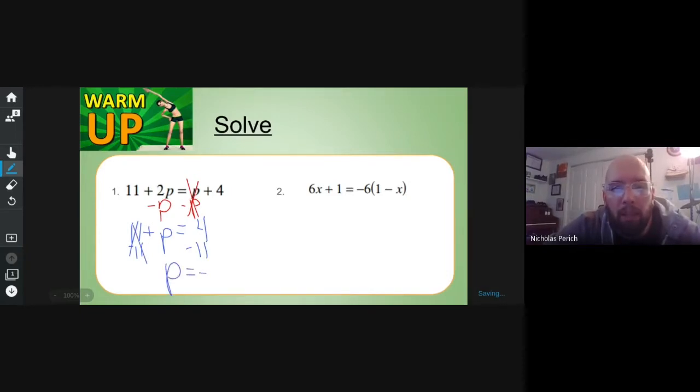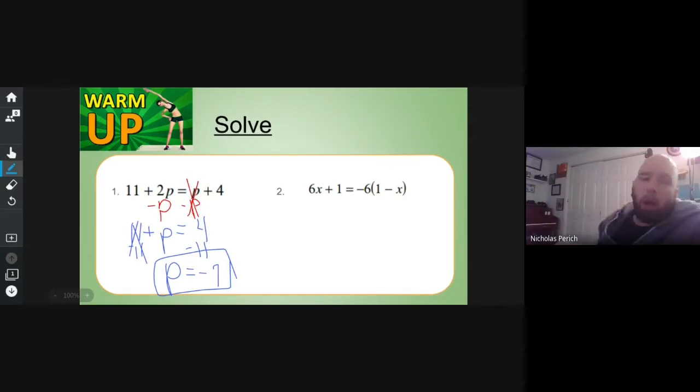P equals -7. Okay. That's problem 1 in our warm-up. Problem 2 in our warm-up.